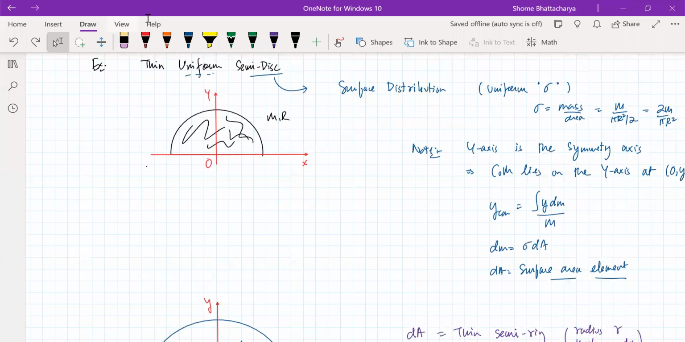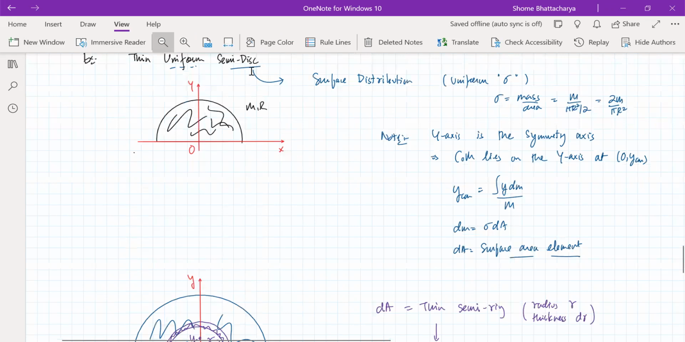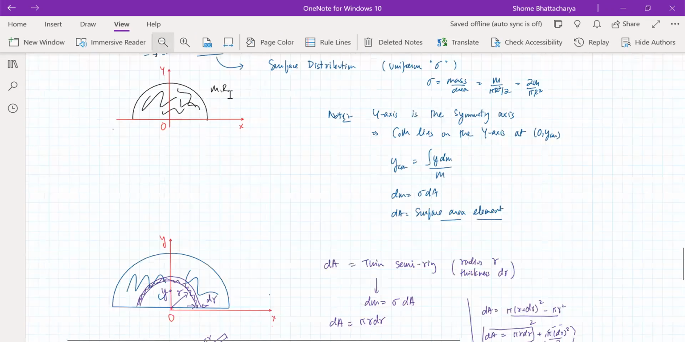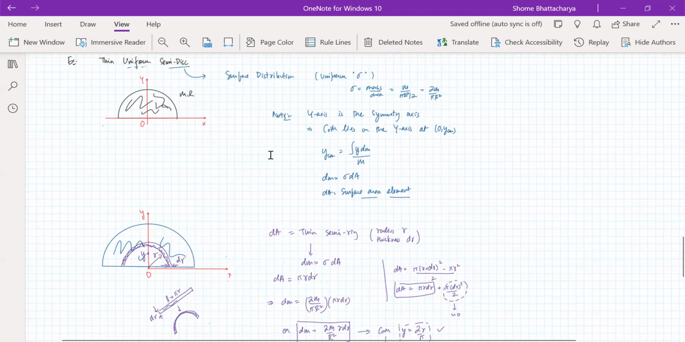Which is an example of a volume distribution now. The area, right? Yeah, sorry, it's a surface distribution. Yeah, area distribution or surface distribution. So the method we chose to find the center of mass of this surface area is to slice it into semi-rings, which you can see over here in this diagram below.